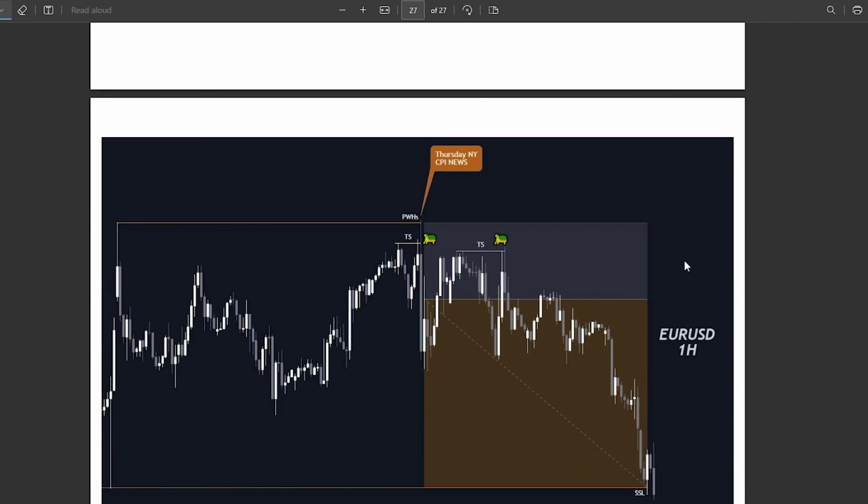Here you can see on the 1 hour, after taking this high, my market structure shifted and I got an entry at either this turtle soup or this turtle soup, targeting at least these lows. Okay, so this would have been at least a 1 to 2.5 risk-to-reward trade. So I hope these weekly profiles were clear.